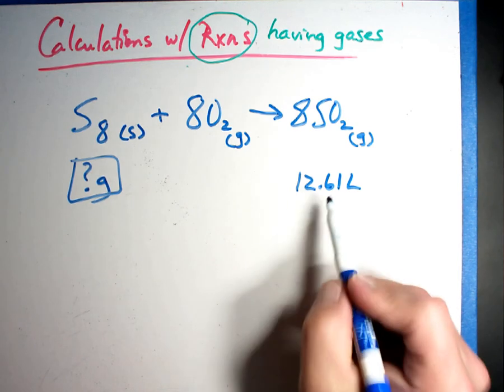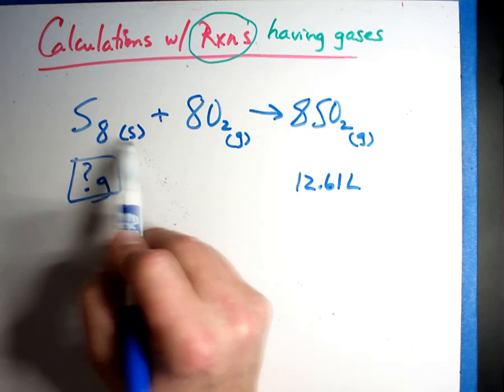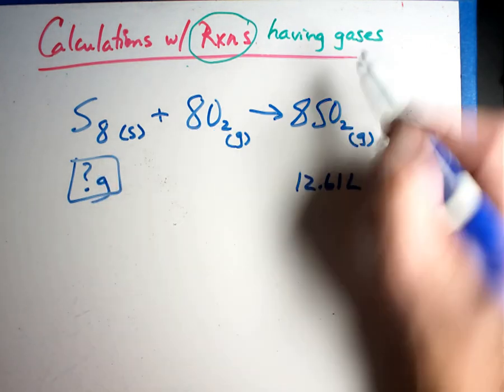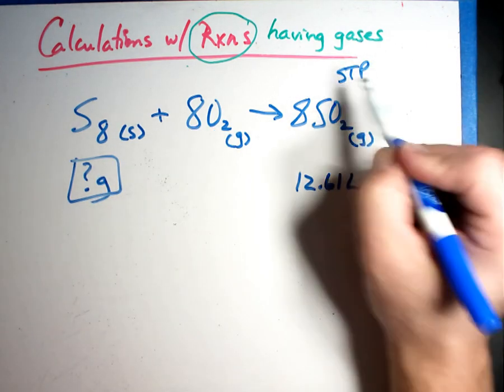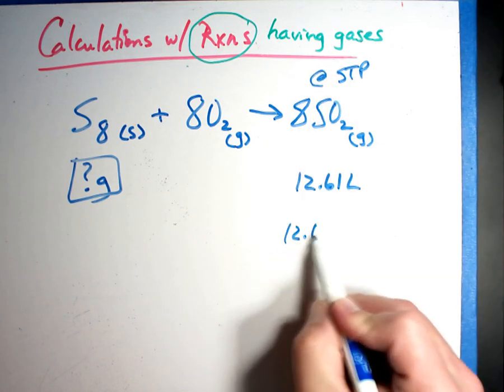So you're going to start at 12.61, see if you can get that answer. Go ahead and pause the video. We'll come back in a second, see if you can get it. All right, when you go to work this problem, S8 sulfur, solid, plus 8 oxygens, and I told you it was STP. So you're going to be at STP. Your magic thing you should have done was 12.61 liters.